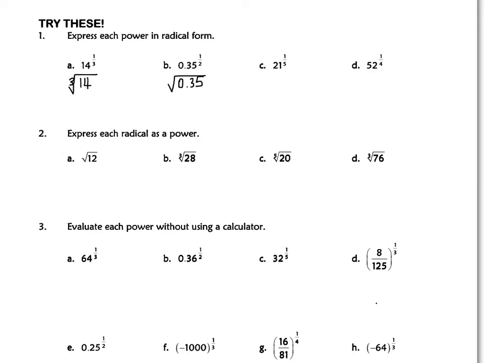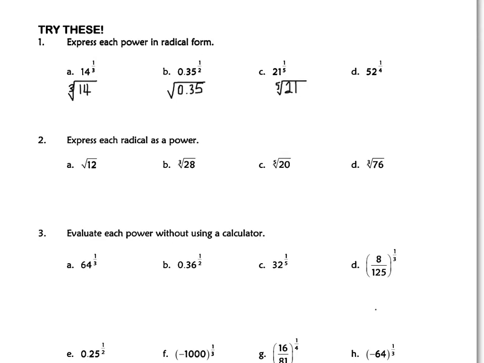And 21 to the power of 1/5 means the same thing as the 5th root of 21. And 52 to the power of a quarter means the 4th root of 52.